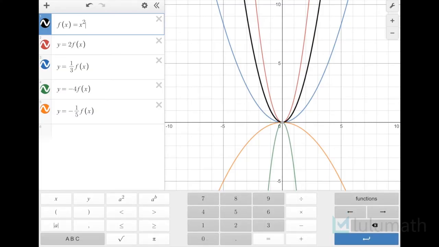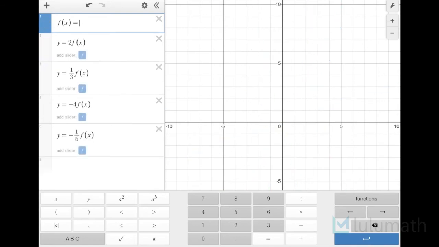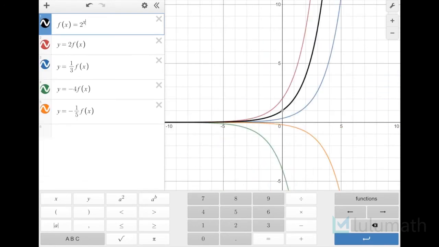So we can change our parent graph to 2 to the power of x. And you can see when the a value is 2, our graph was stretched vertically. When the a value was 1/3, our graph was compressed vertically. When the a value was -4, our graph was stretched vertically and it was reflected in the x-axis. And when the a value was -1/5, our graph was compressed vertically and reflected in the x-axis.